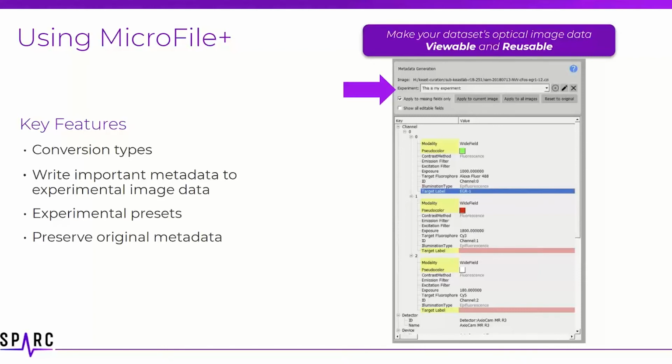And last but not least, for all the supported file formats, MicroFile Plus preserves the existing metadata written to the source image files. So you don't need to re-enter that information. You just need to add your missing fields and convert.